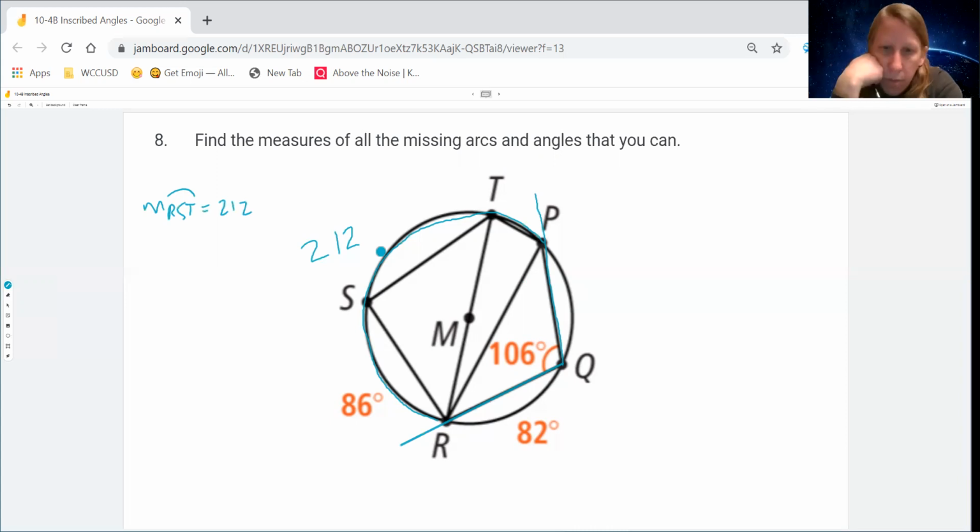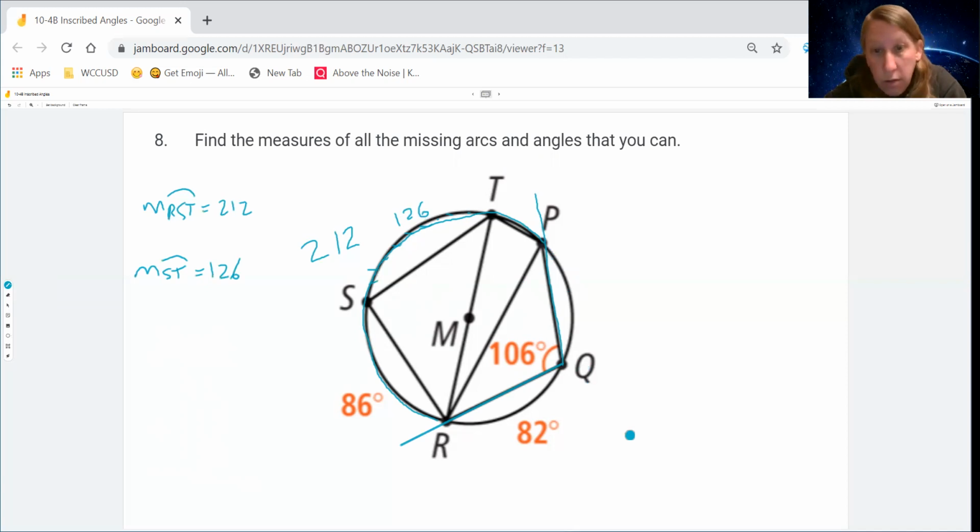Okay, how about the measure of arc ST? So how about this part in here? For that, I'm going to do 212 minus 86. 212 minus 86 is 126. Okay, so the measure of arc ST is 100. It's a minor arc. It's less than 180.